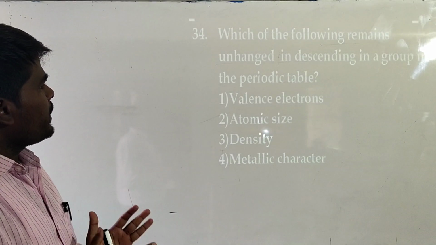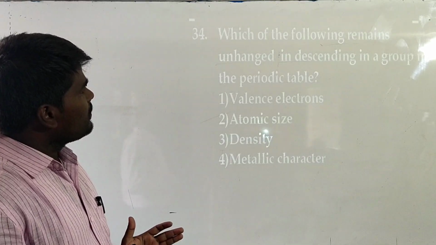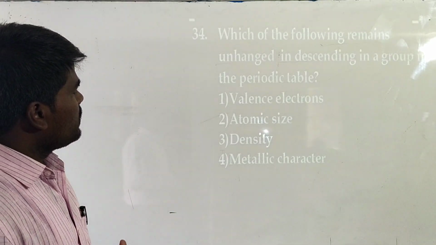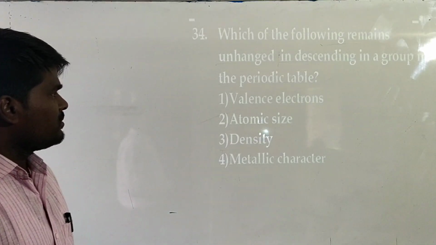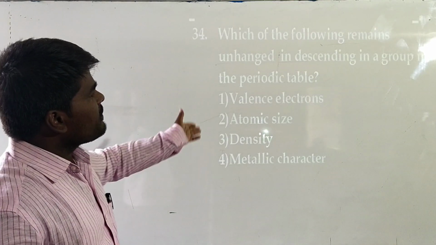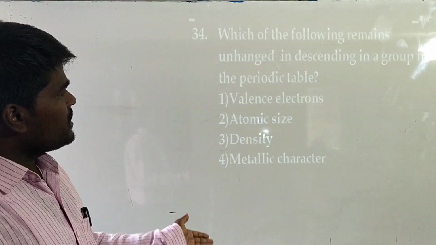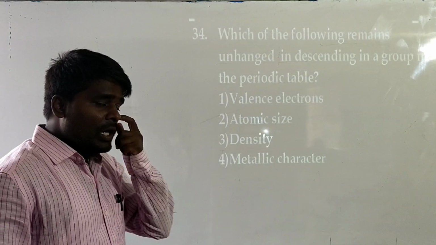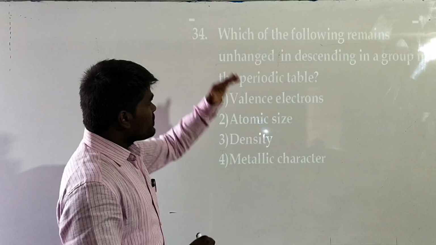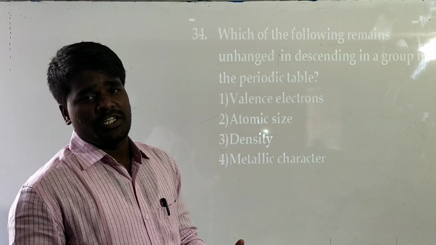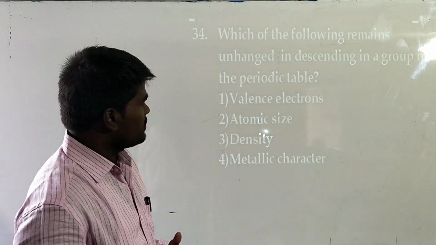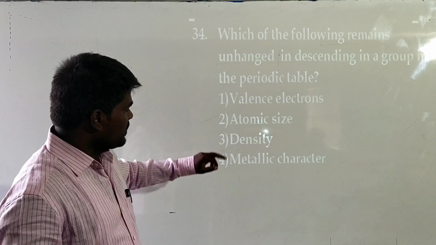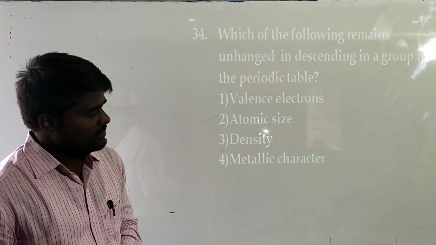Which of the following remains unchanged in descending in a group in the periodic table? Try to understand the question. Which of the following remains unchanged in descending in a group? Means when you are moving top to down in a group, which of the following will not change? Let us see what the properties are: valence electrons, atomic size, density, and metallic character.